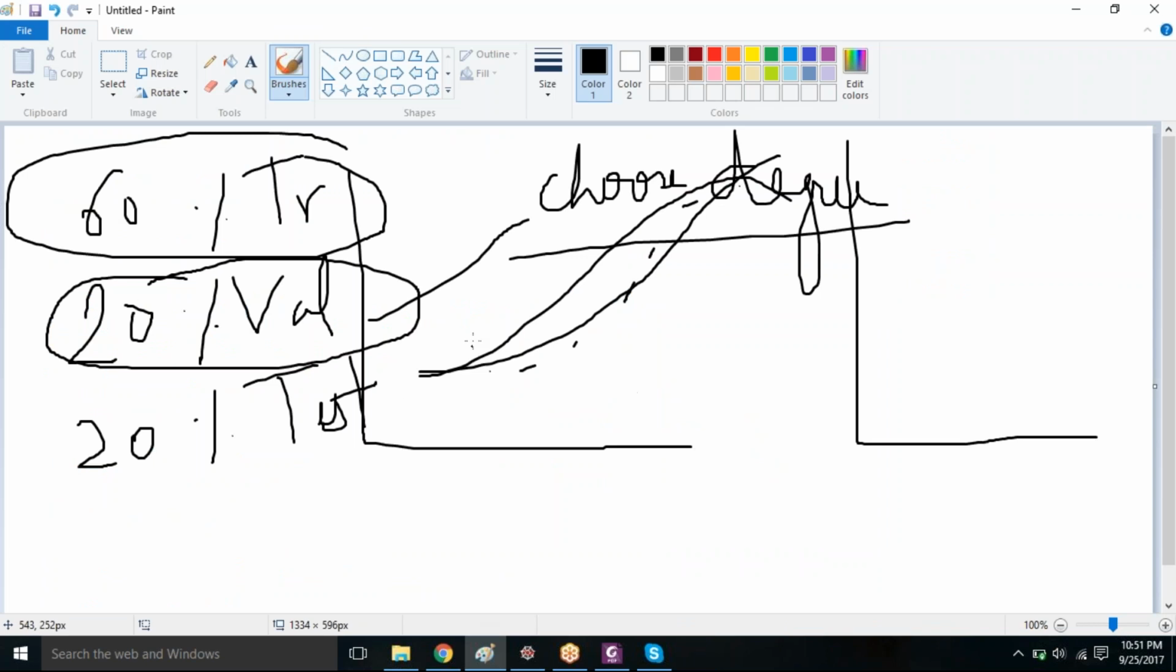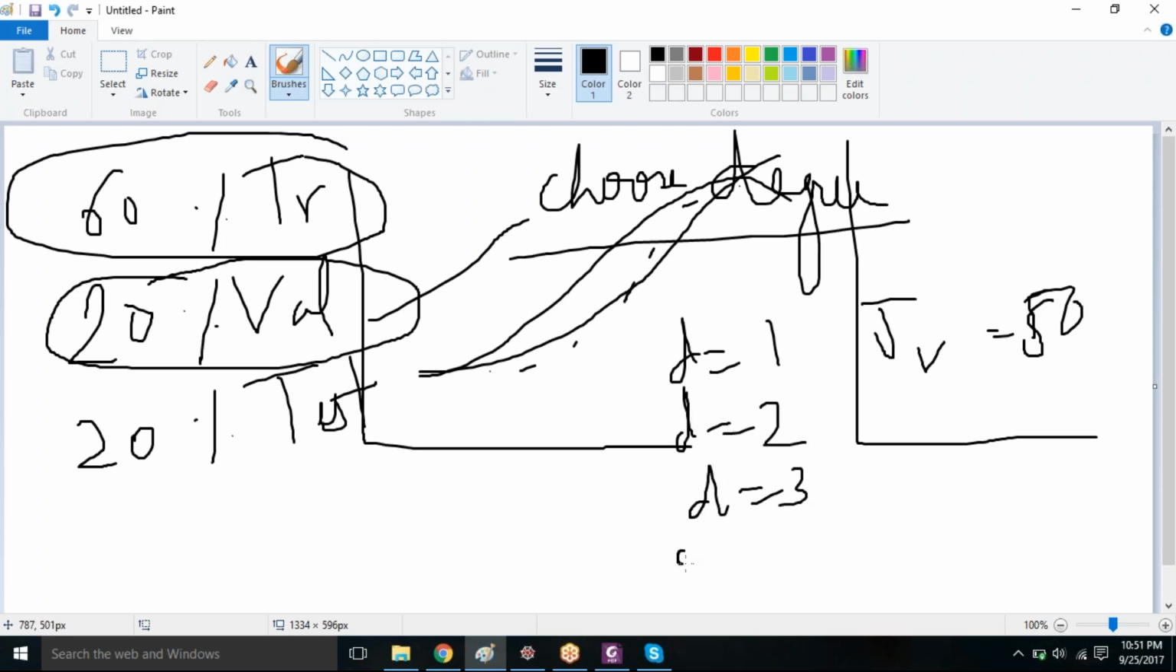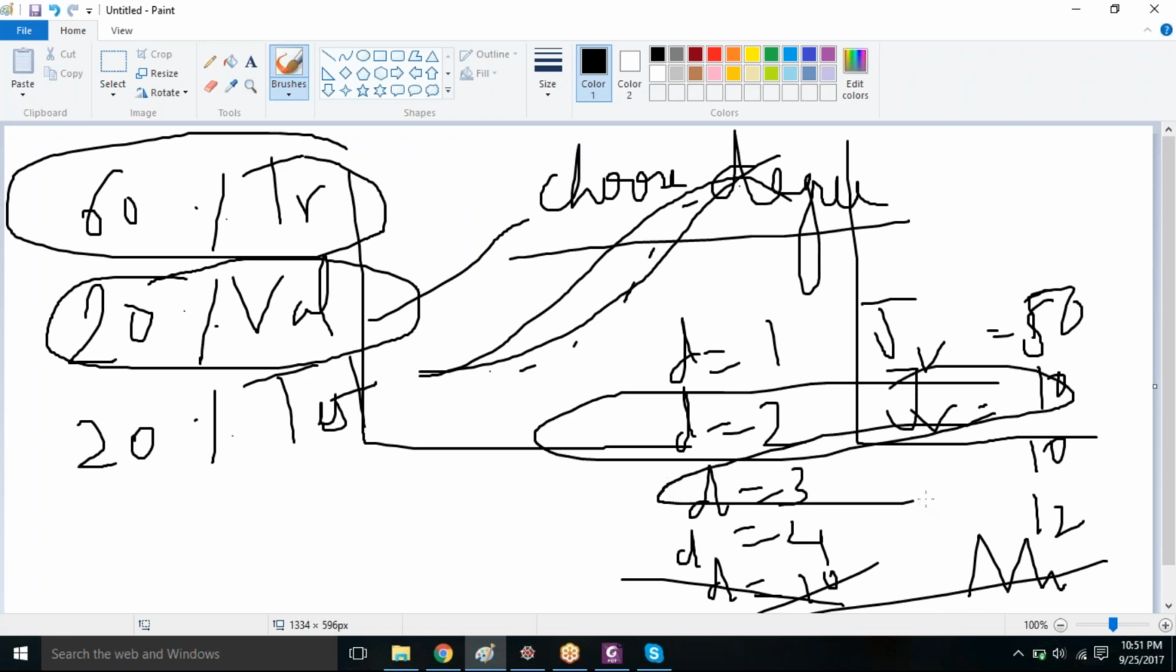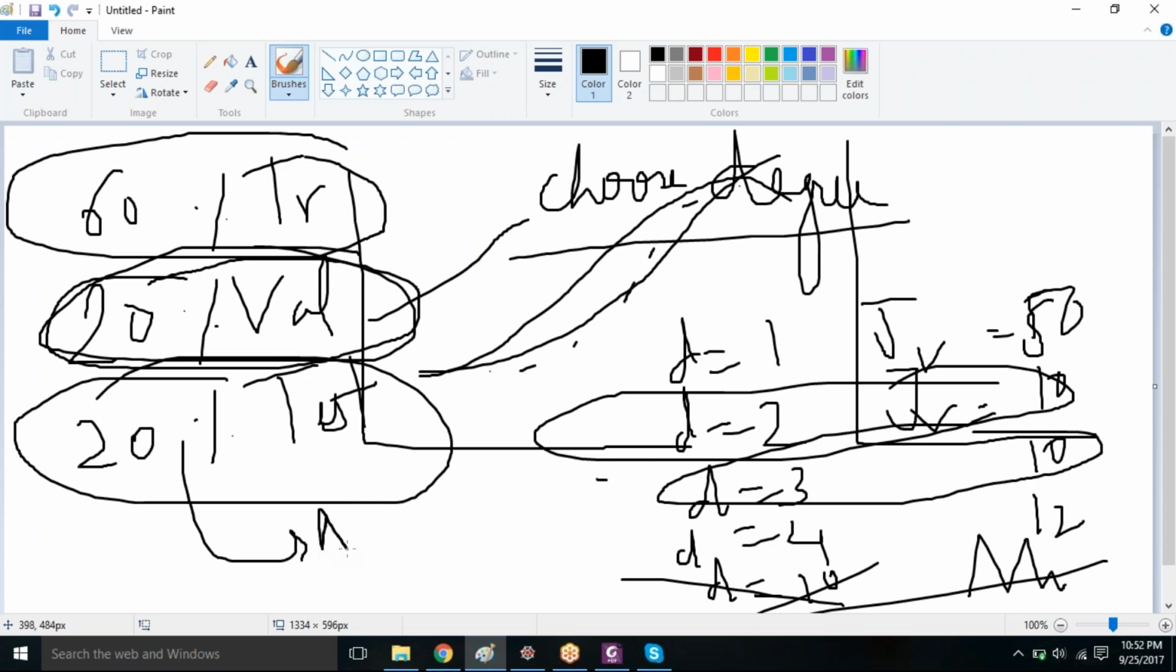See, what was the essence of this program? With degree 1, your validation error was 50. With degree 2, 3 or 4, your validation error was around 10 or 12. With a high number of degrees, your validation error was fluctuating. So don't use these degrees. Maybe you will choose degree 2 or degree 3. This degree choosing is done through validation error.